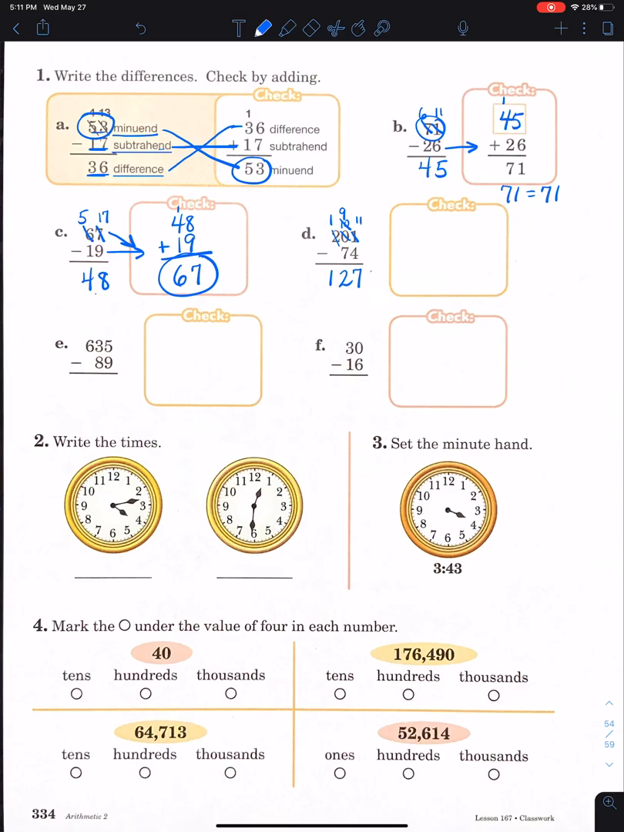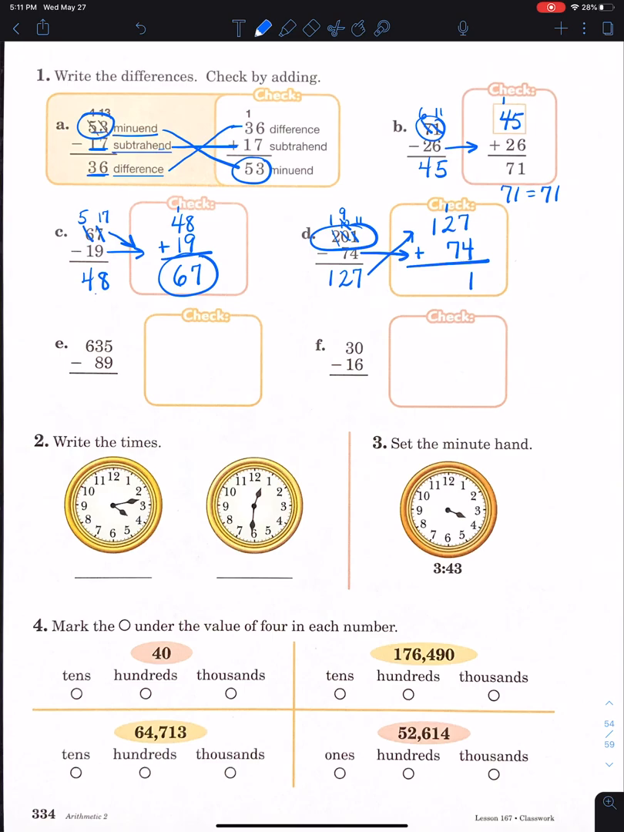So we're going to move our 127 to the top of the checkbox, 127. We're going to add it to the subtrahend of 74. And we should get 201 if we did this correctly. 7 plus 4 equals 11. Looks good so far. We have a 1 in the ones place.